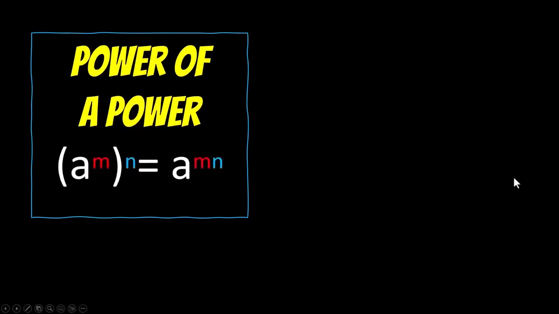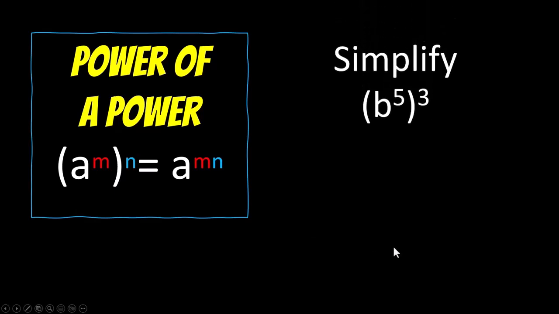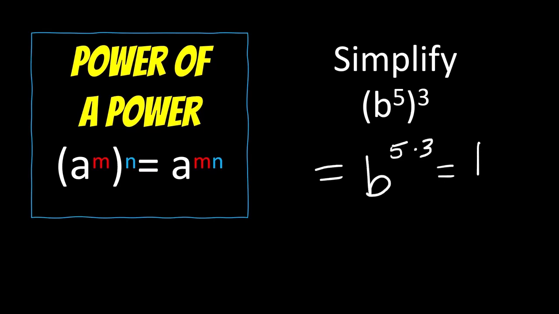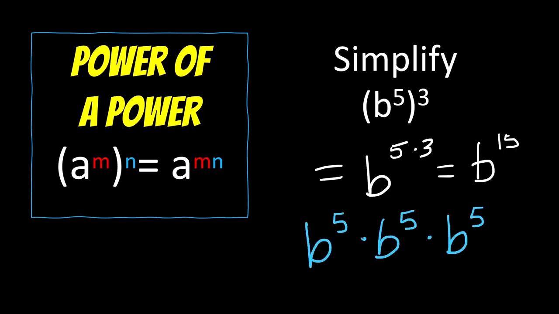All right, we got another property coming at you. This is the power of a power. If you have one base to an exponent, and you put that in parentheses and raise it to another exponent, you are powering this thing up. So you're going to multiply those exponents. Here is an example. We're going to take b to the fifth, and we're going to raise that whole thing to the third power. So the shortcut is to multiply those exponents, and we get b to the 15th.